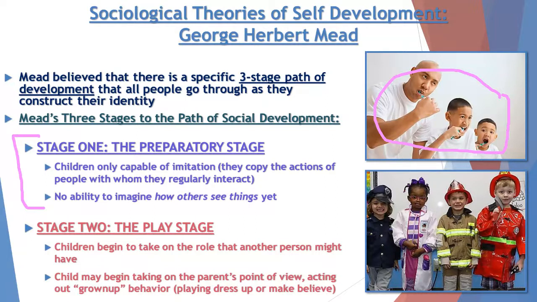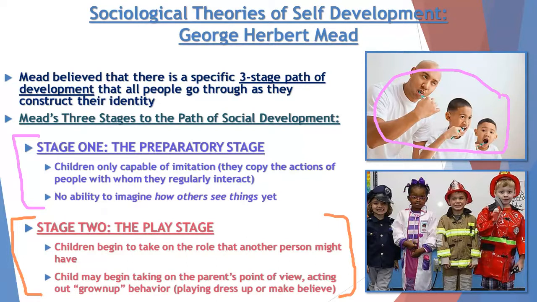Stage 2, we move into maybe around age 3. And this is when you start seeing kids playing dress up. So this is what he called the play stage. So children start to take on the role of other people. They start to recognize that there's different roles in society that people play, and there's different characteristics that go along with those roles. So kind of like we were talking about last week with Irving Goffman and dramaturgy and Zimbardo's experiment on roles.